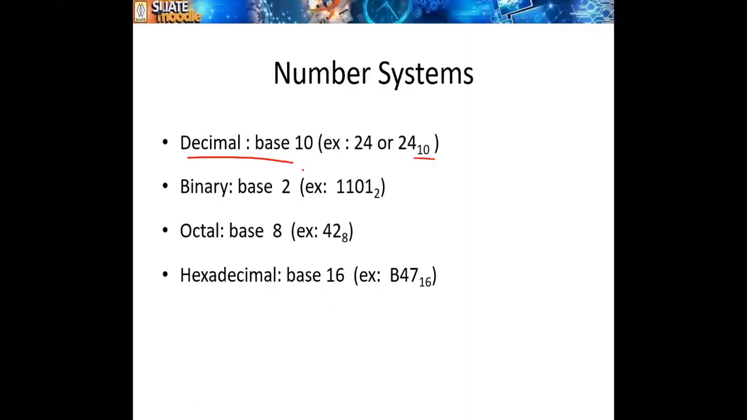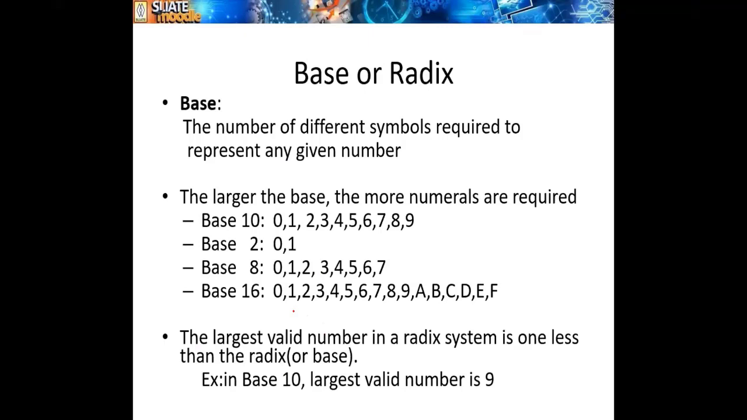So decimal is base 10. It can be written either without the base or with the base. Binary will definitely have the base. Octal, hexadecimal is 16. So it's 2 binary, 8 octal, 10 decimal and 16 hexadecimal. Base or radix both mean the same, right? Base or radix.